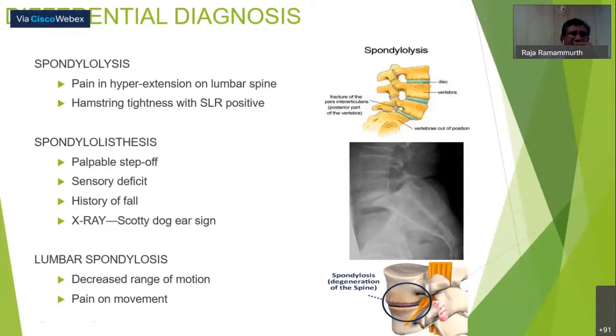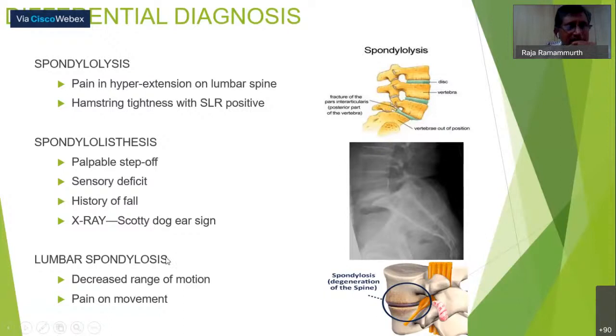If we consider the second type of condition, which is called spondylolisthesis, here in this diagram I've taken 50% of the movement, which is nothing but grade 2 spondylolisthesis. Up to this grade is managed by us, the physiotherapists. Once the condition switches over to grade 3, the patient is directed for the surgical procedure. And here, the X-ray finding also guides us towards spondylolisthesis, where we can see this Scottie dog ear sign, which is nothing but, as I have already shown you, the fracture of the pars interarticularis on the spondylolysis diagram.